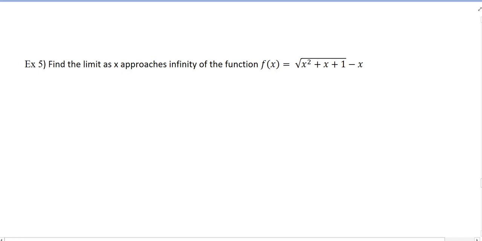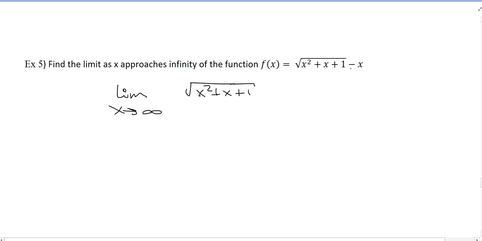This is part 3 of our video series for limits at infinity. Now that we've talked about limits with the radical, I wanted to do this example, which is find the limit as x approaches infinity, so just positive infinity. So I'm going to write it as the limit as x goes to positive infinity, right? It didn't specify negative infinity of this function. So I have the square root of x squared plus x plus 1.